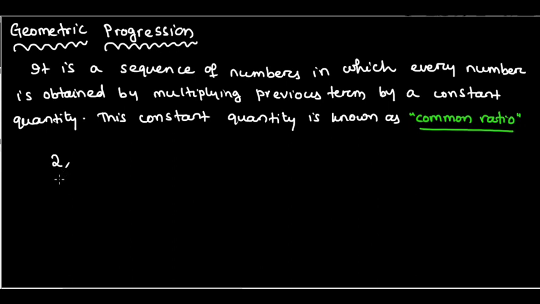So the first term is 2. To get the second term, I have to multiply 4 with the first term. So 2 into 4 is 8. So the second term will be 8. Now to write the third term, I have to again multiply 4 with 8 because I have taken the common ratio equal to 4. So to get a given term, you have to multiply the previous term with the common ratio.